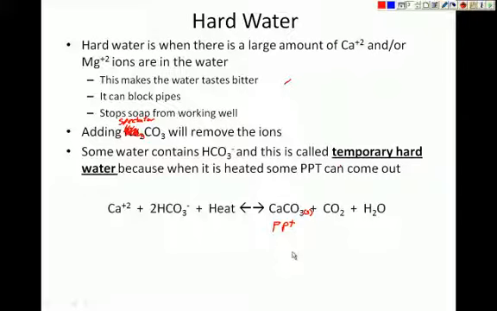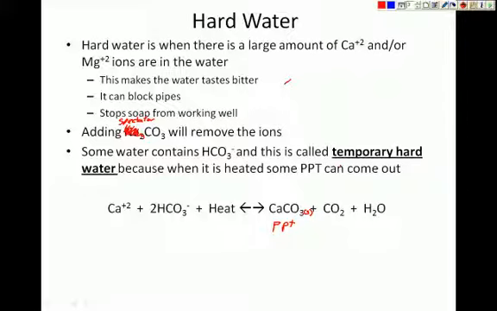Okay, and it kind of comes out of the water a little bit. And you can see this in reactions. Like if you take some temporary hard water and it just looks like regular normal water, and you start to boil it, you'll notice after a little bit that you'll have a white precipitate on the bottom of your pot. And what that white precipitate is, after you boil it and then cool it a little bit, is the calcium carbonate that has precipitated out.